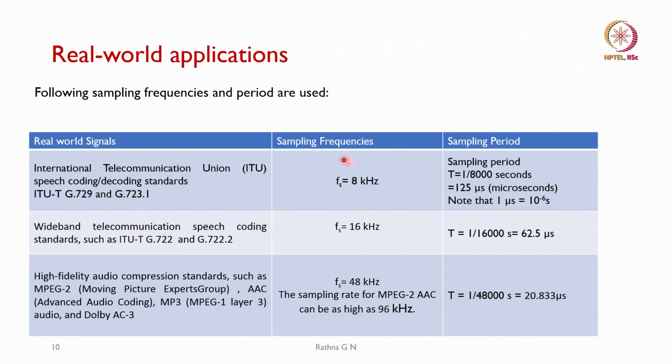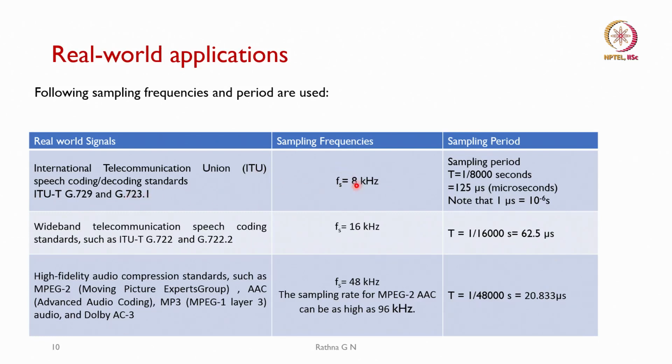Coming to real world applications, we will look at a few sampling frequencies and the sampling period associated with each of them. One real world example is telecommunication. The International Telecommunication Union, that is ITU, defines speech coding and decoding standards through ITU-T, such as G.729 and G.723.1.